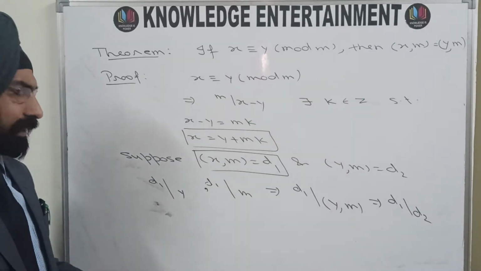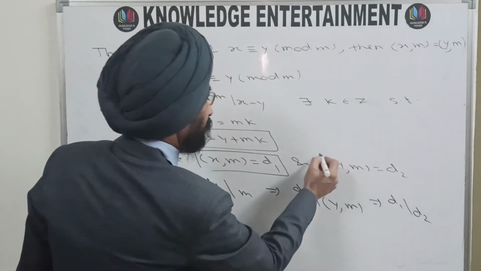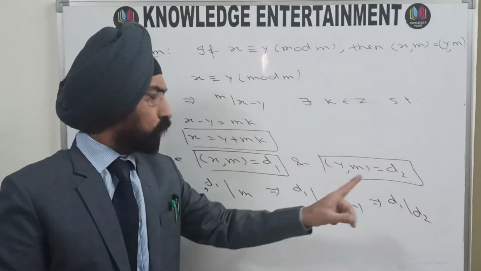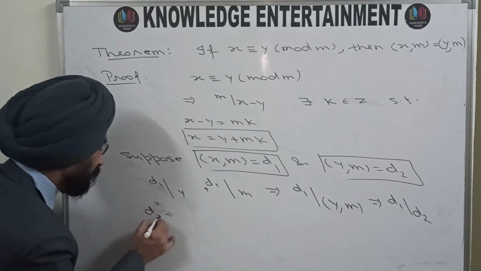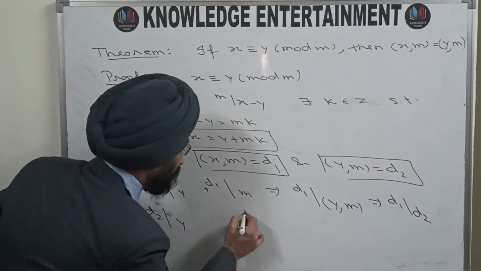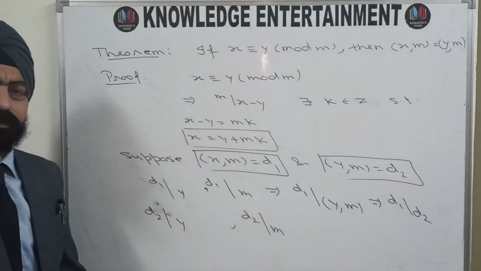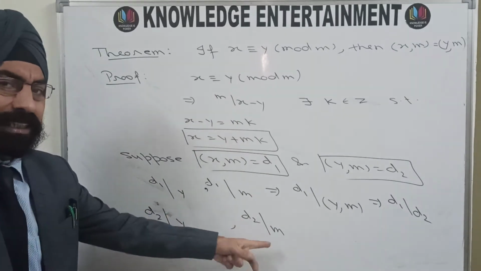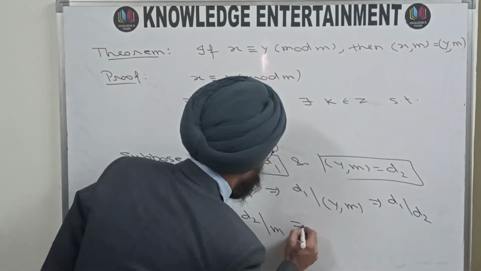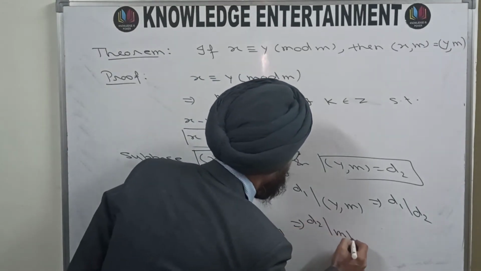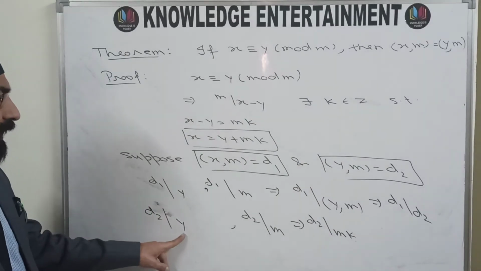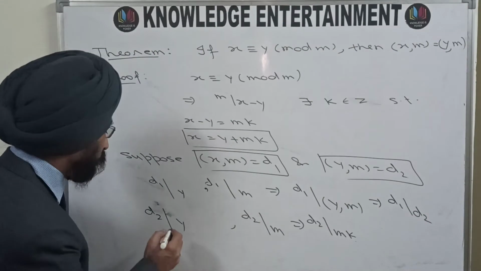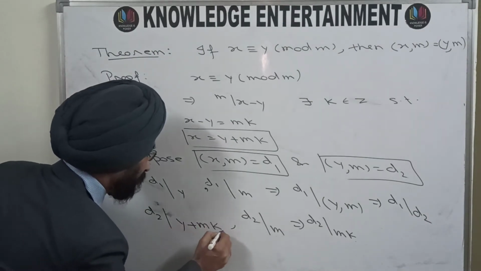Now change the process. Start with this one: the GCD of y and m is d2. So that means d2 divides y and d2 divides m. And we will move on to the same lines. That d2 divides m means d2 divides every multiple of m, so d2 divides mk. Now d2 divides y and d2 divides mk, so d2 must also divide their sum. So d2 divides y plus mk.